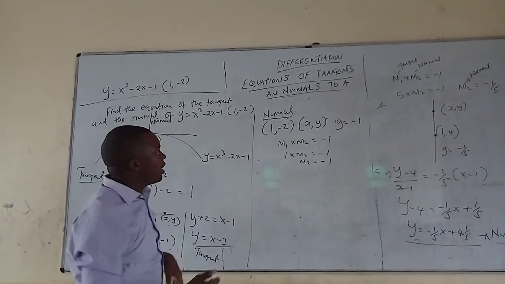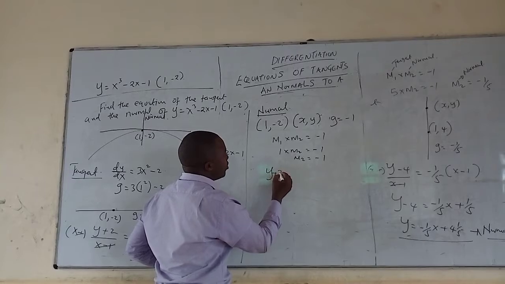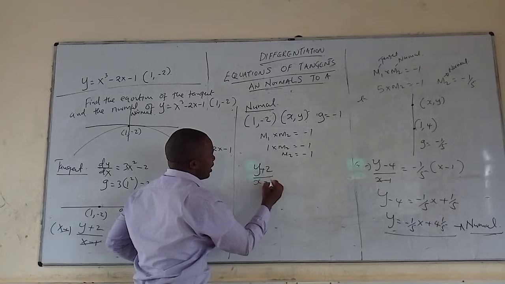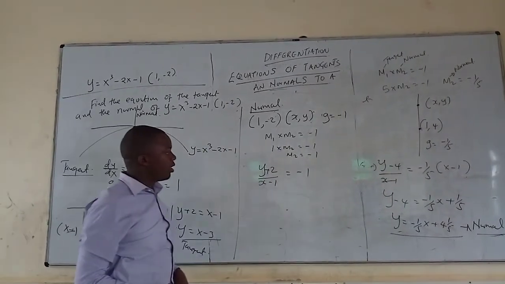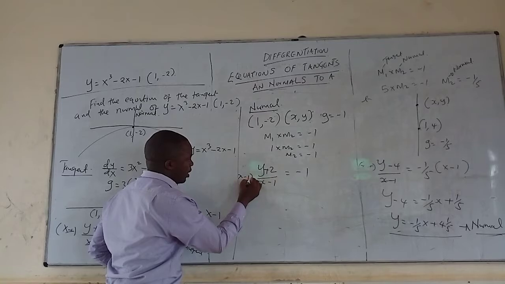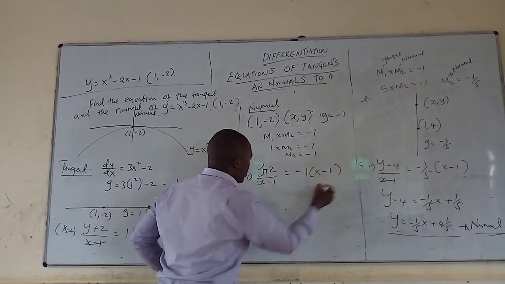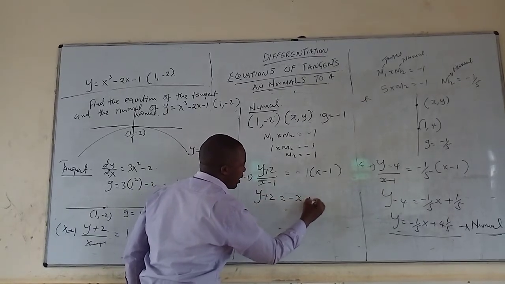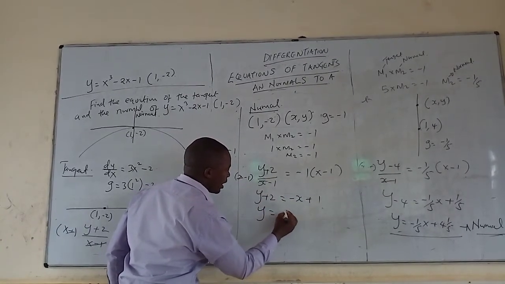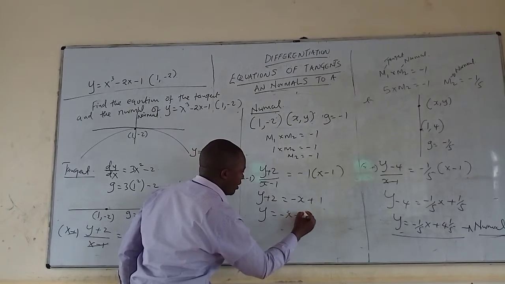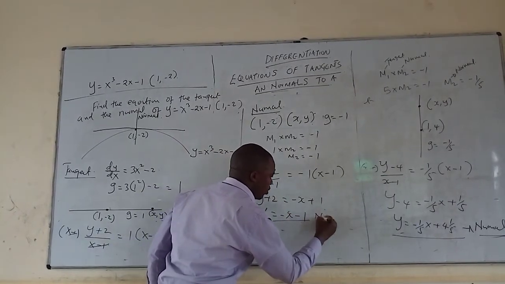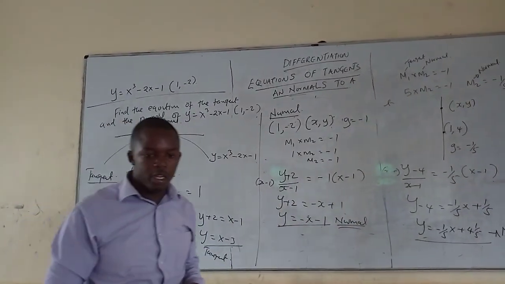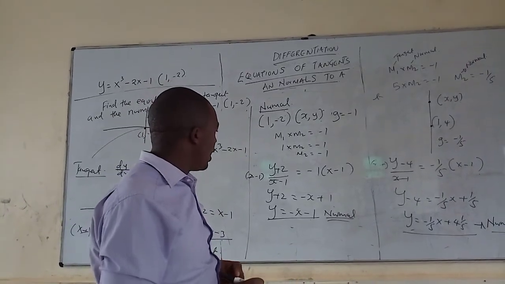So I can proceed to get the equation and say y plus 2, because y minus negative 2 is y plus 2, over x minus 1. I equate this one to negative 1. So I multiply this side by x minus 1, this one by x minus 1, so that I can cancel this. So y plus 2 is equal to negative x plus 1, and y is going to be negative x minus 1. This is the equation for the normal. So that's how we can find the equation of the normal and the equation of the tangent.